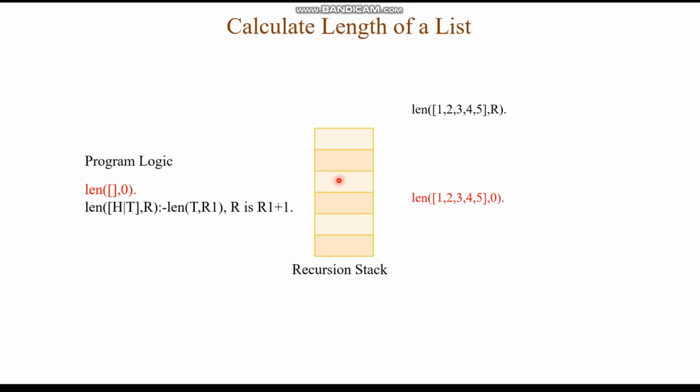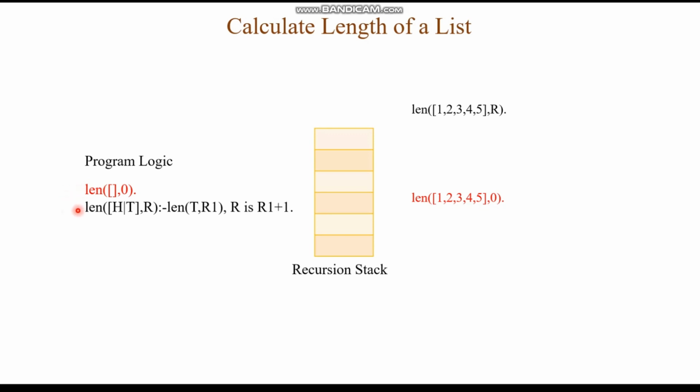Now let us check how Prolog calculates the length of a list. As we know, Prolog performs the entire calculation with the help of recursion. So here on the left hand side is the program logic. The first line of the program logic is written as len within brackets, empty list, comma 0. This indicates the base condition of the program logic to calculate the length of a list.